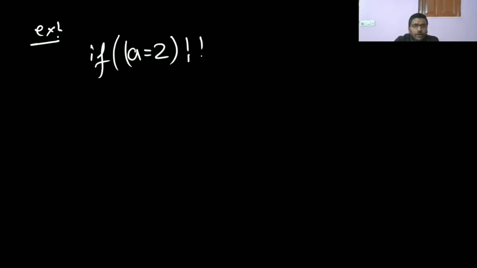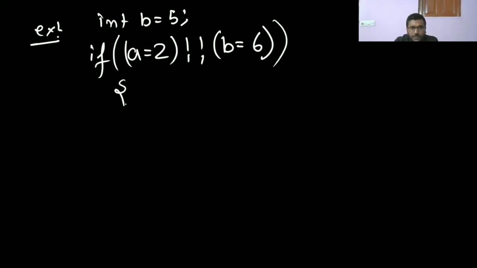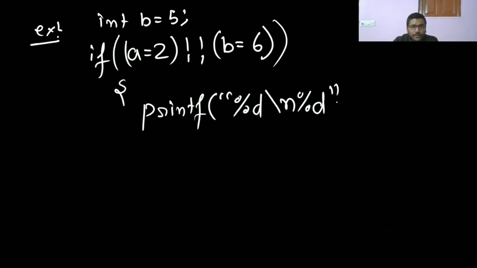So if I give an example: A is equal to 2. It's an assignment expression. An expression can have assignment also. A equal to 2 OR B equal to 6, where I have int B equal to 5. Now here I am doing B equal to 6. Now I am printing printf "%d\n%d", A and B. Let's assume you are declaring A also. Now what is going to be the output?